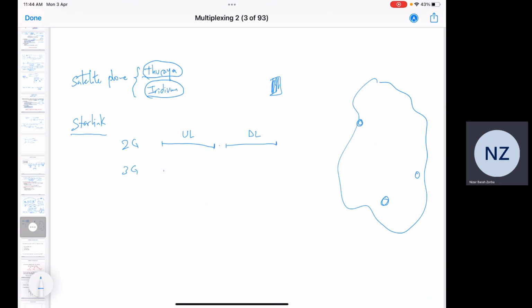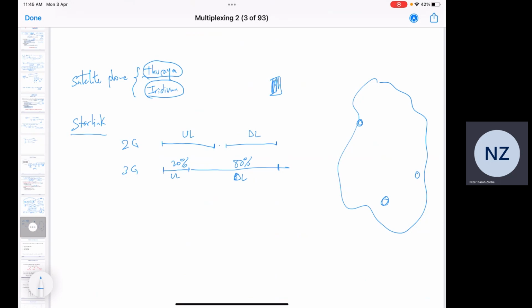3G, 20% for the uplink, 80% for the downlink. Why do you think that they didn't do it 50-50 anymore? Because we receive more information than you usually give out. How? Let's say if I have WhatsApp, Instagram, and several other apps running, I'm probably receiving much more than I'm giving out. I have only one app open to send.